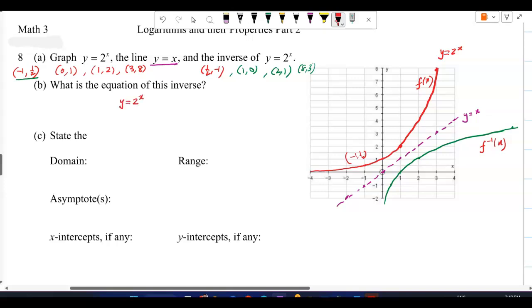2 raised to x. So first, x is equal to 2 raised to y. First you replace x with y and y with x. Then you make y the subject. So you change it to x. So what will it be? It would be log of x to the base 2, is equal to y. So the inverse function is y is equal to log x to the base 2.